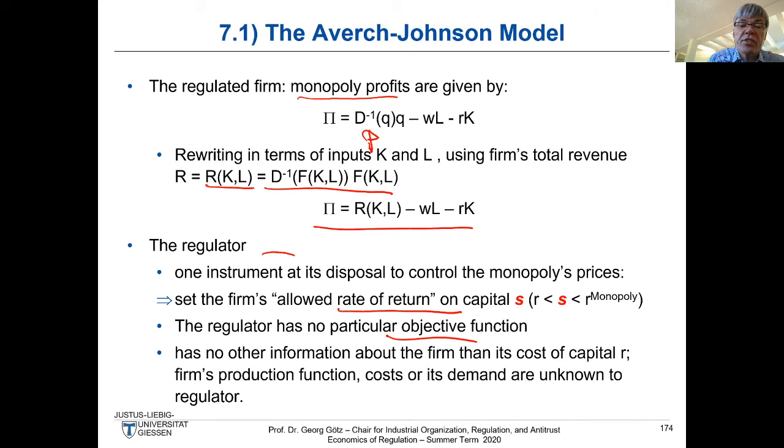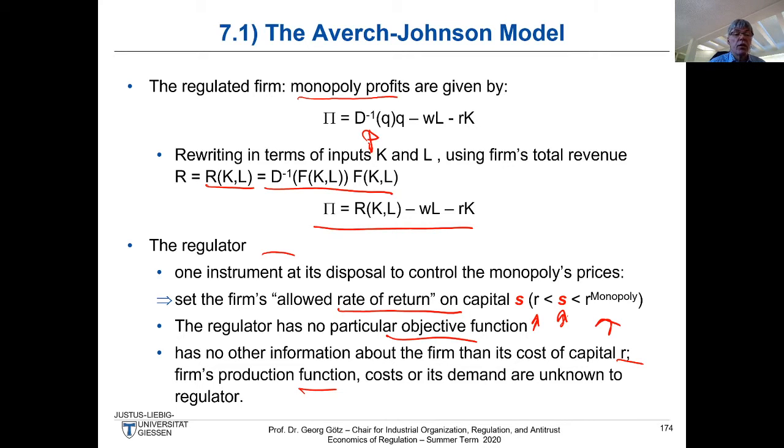And of course, this S must be higher than the real cost of equity, because if it were lower, the firm would not produce. Of course, it will not be higher than the monopoly rate of return, because then the firm would not act according to it. And the point is, it's a very strong assumption about the regulator here. Averch and Johnson assume that the regulator has no other information about the firm than its cost of capital, and the firm's production function and so on is unknown.